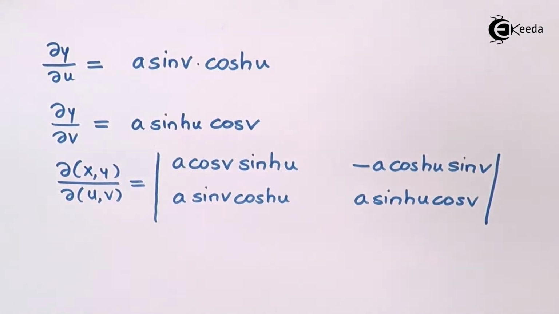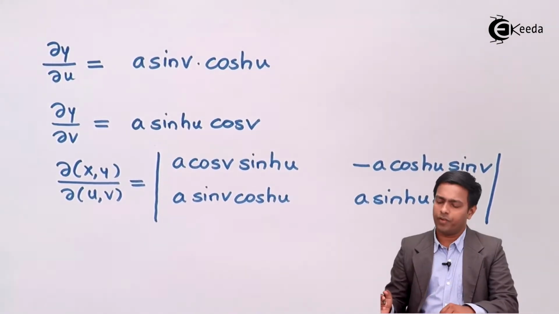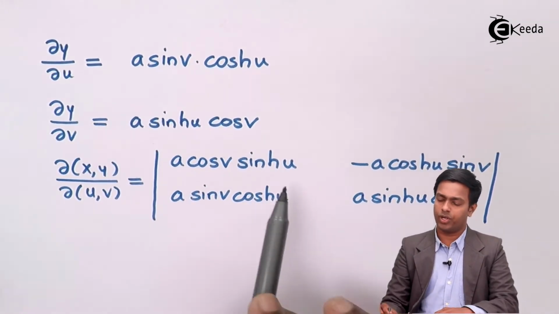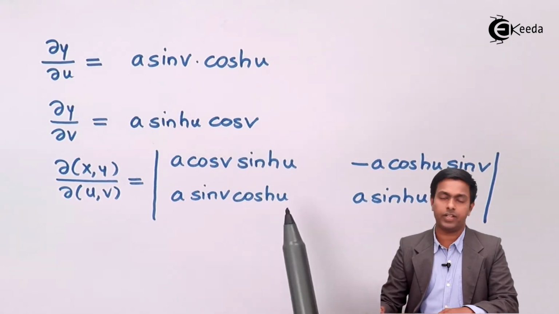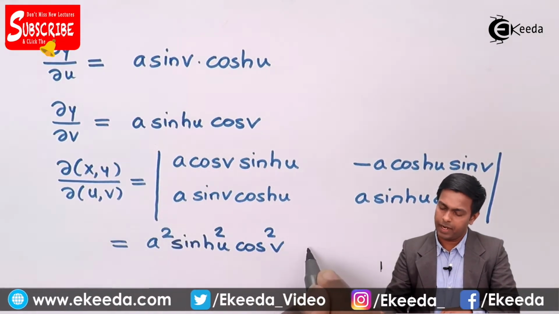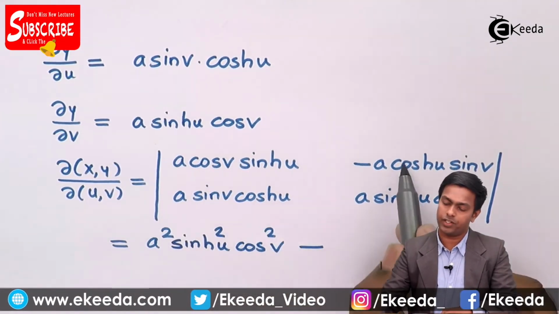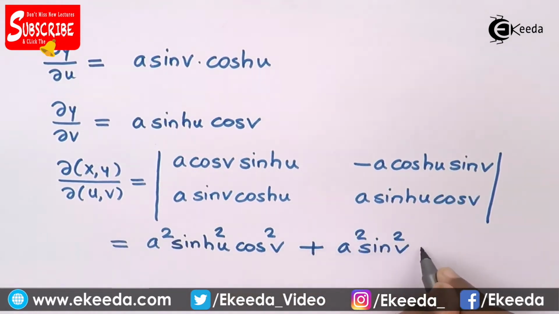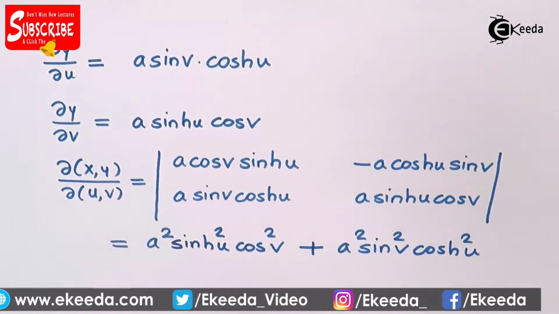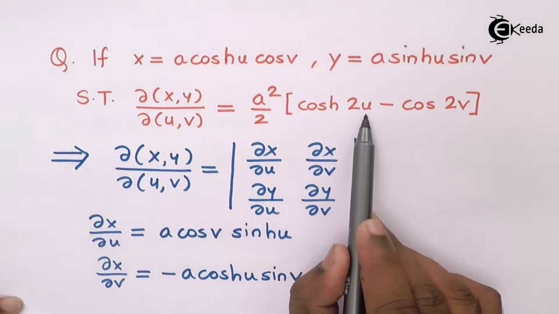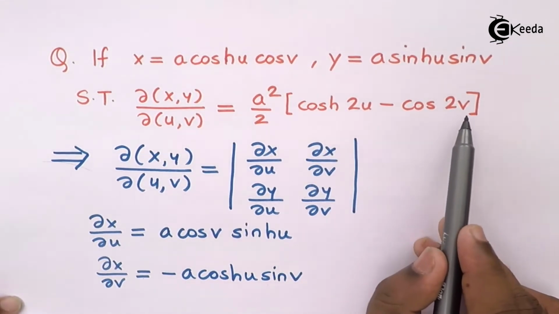Now we'll solve this determinant, and we know the rule to solve the determinant. We first multiply the elements on the primary diagonal. So here I'll multiply these two elements, and then we'll subtract the multiplication of these two elements. So we'll get the middle sign minus, and the multiplication of these two is negative, so that will become plus. Now to get the answer, if you observe, we want hyperbolic cos 2u and cos 2v as the final answer.